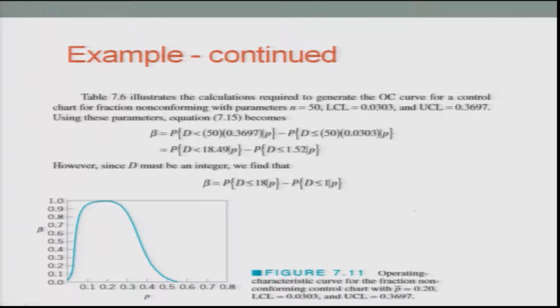Using these parameters, and the equation we have already discussed, we can find out the value of beta. However, since D must be an integer, we try to find out the value of beta accordingly. So, the operating characteristic curves for the fraction non-conforming control charts, with the value of p-bar being 0.20, the lower control limit 0.03 and the upper control limit 0.3697, can be commented on accordingly depending on the sample size and how the work can be done.